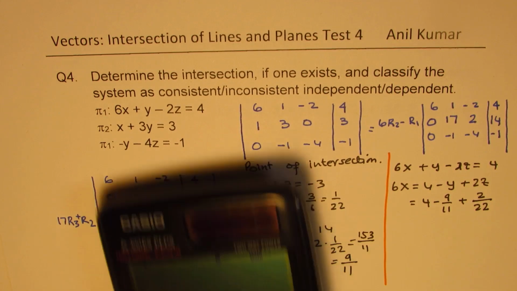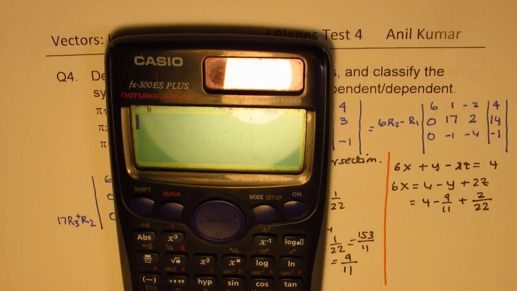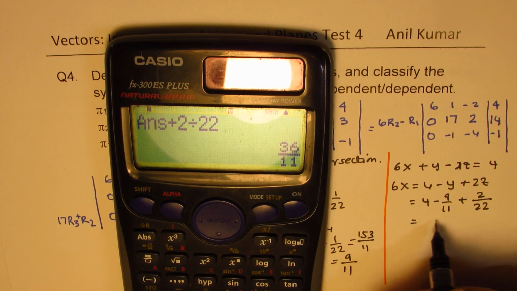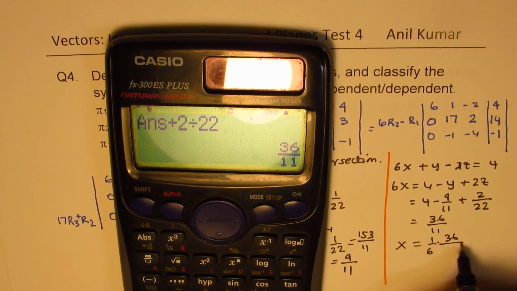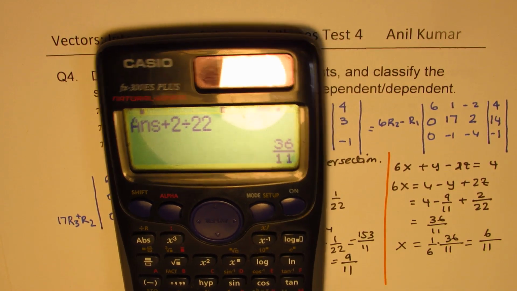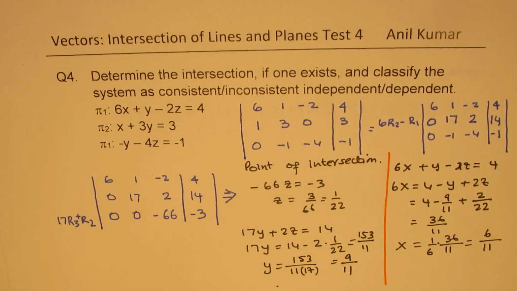Let's calculate. I'm using a calculator, which is not a must, but in this case it is allowed. So minus 9 divided by 11, and then from here we'll add 2 divided by 22, and we get 36 over 11. So x is basically equal to 1/6 of 36 over 11, which is 6 over 11, correct? So we get 6 over 11 as the value of x in this particular case.